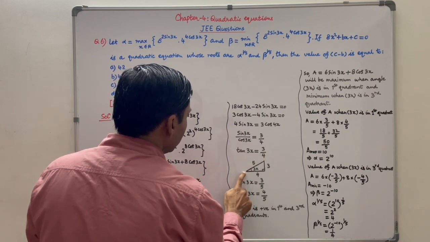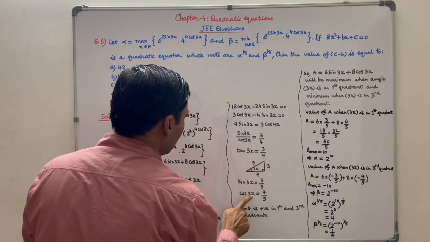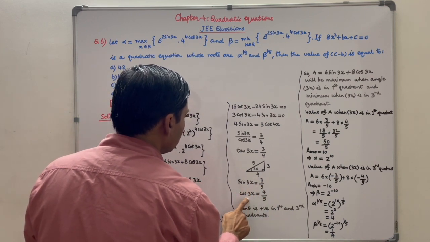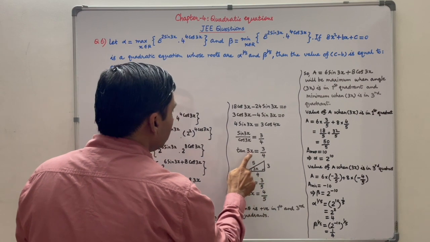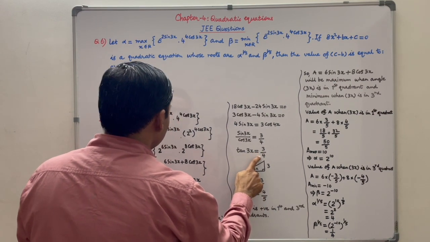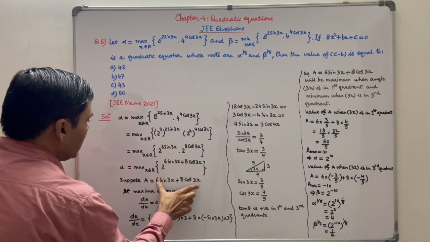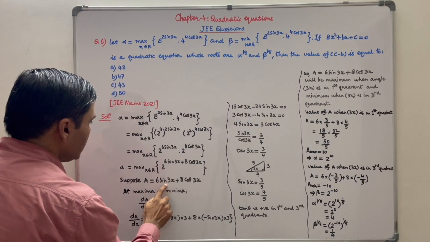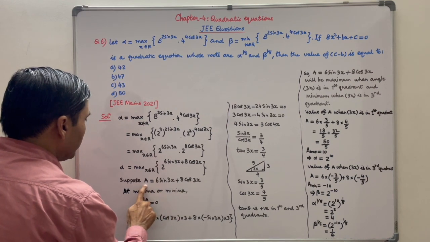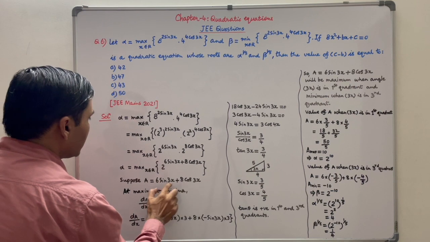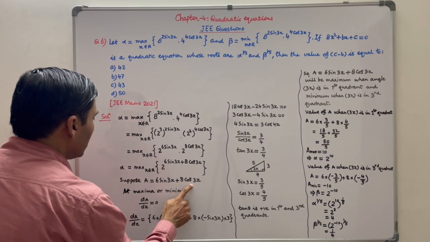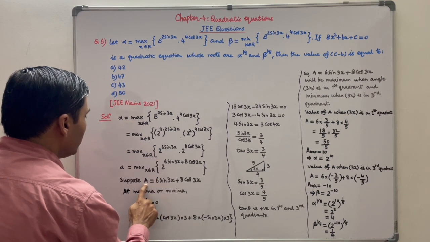Make a right angle triangle to figure out sin 3x and cos 3x. So sin 3x is equal to 3 by 5 and cos 3x is equal to 4 by 5. Tan theta is positive in first and third quadrants. So A will be maximum in first quadrant where sin theta and cos theta both will be positive. And A will be minimum in third quadrant where sin theta and cos theta both will be negative. So let us find out maximum and minimum values of A.